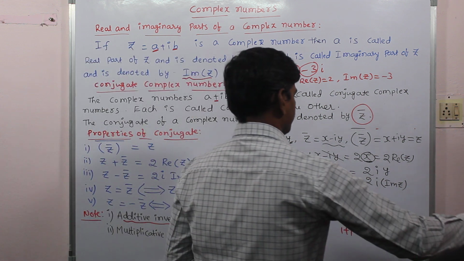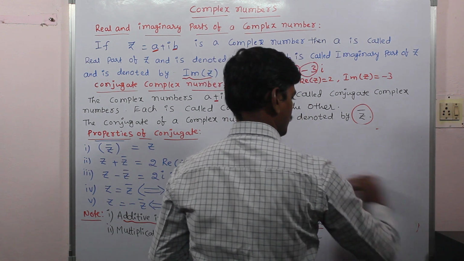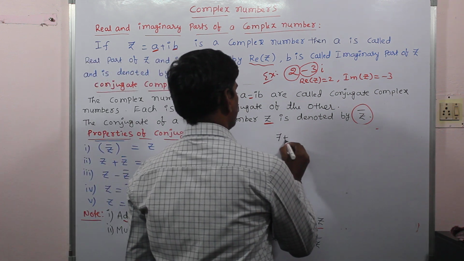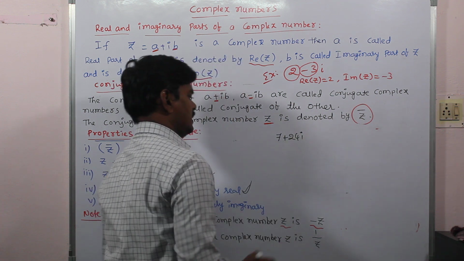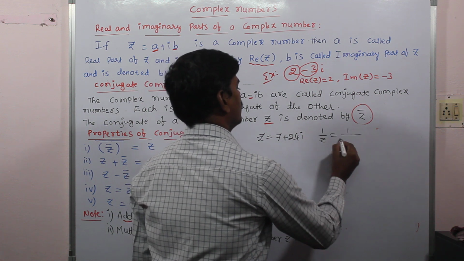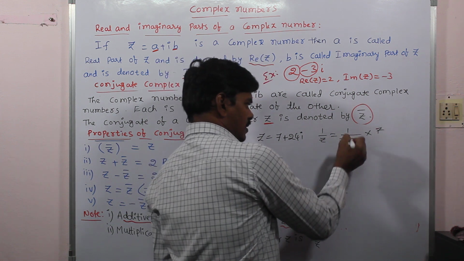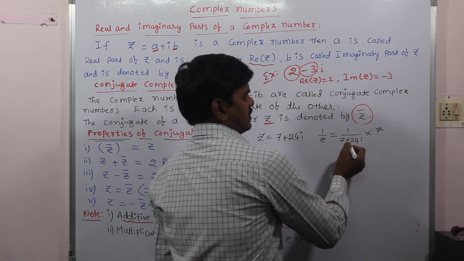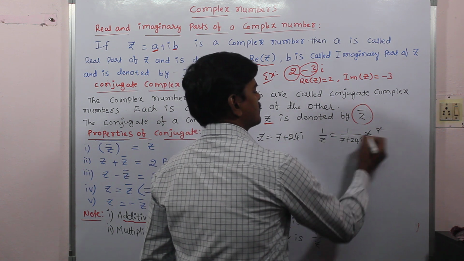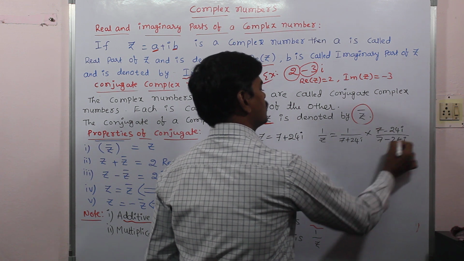We will do one example. What is the multiplicative inverse of the complex number 7 + 24i? The multiplicative inverse of z is 1/z, so we have to find 1/(7 + 24i). How to simplify? It is division of complex numbers, so rationalization of the denominator. Multiply and divide by the conjugate, which for 7 + 24i is 7 - 24i.